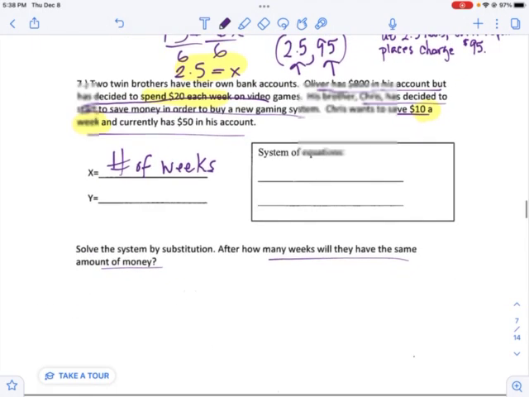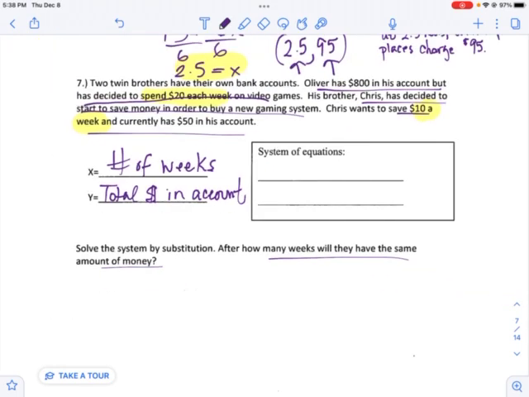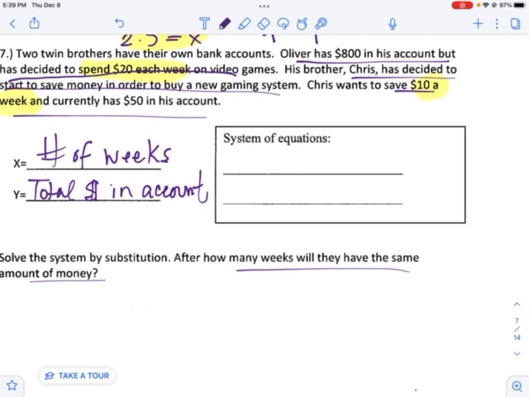So let's come up with a system. All right, so we got Oliver. Let's do Oliver first. We're going to start with, well, how much is he actually spending? He's spending $20. So we're going to write that as negative 20 because the amount is going down by $20 every week from his account. And he currently has $800. That's Oliver's equation. Chris, on the other hand, is saving money. How much is he saving? $10 a week. And he currently has $50. So this is Chris's equation.